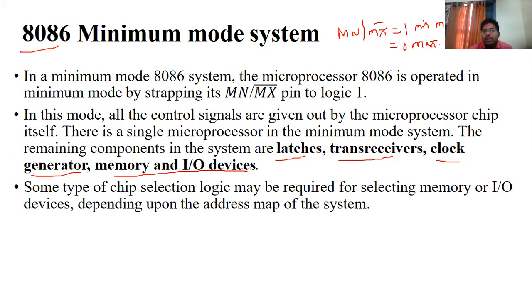You know why. Because this is negative logic and this is positive logic. So when this pin goes to 1, the microprocessor is connected in minimum mode. That's why we put the logic to 1, nothing but the minimum mode.